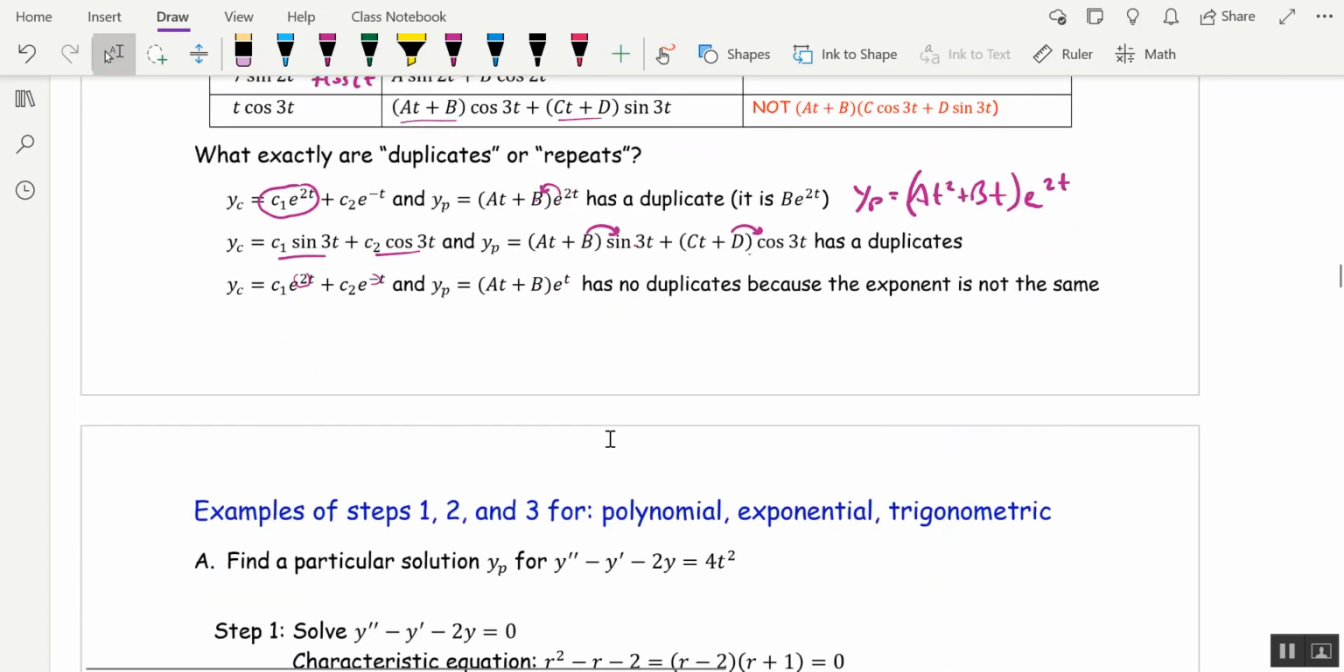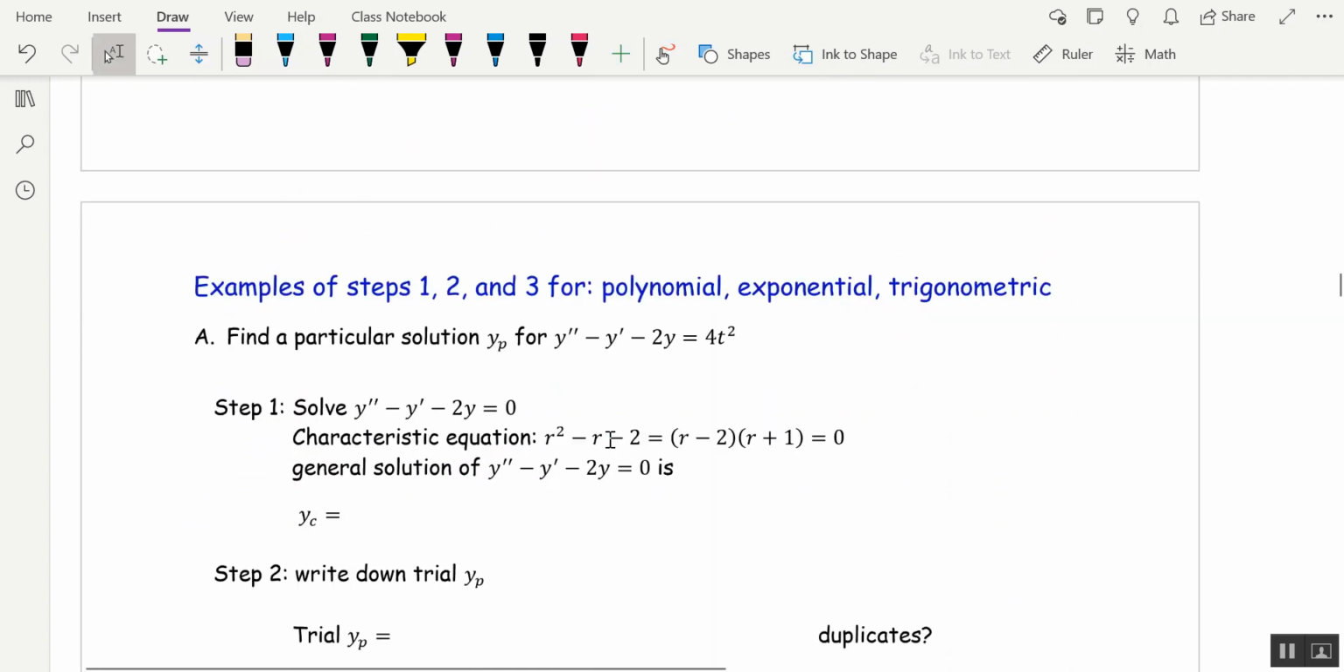All right, so hopefully this will become more clear as we do examples. I know it probably seems a little bit overwhelming right now. So I'm going to take us through a full solution for each of the 3 types of allowed functions. So let's start with a polynomial. We want to find a particular solution for this differential equation.